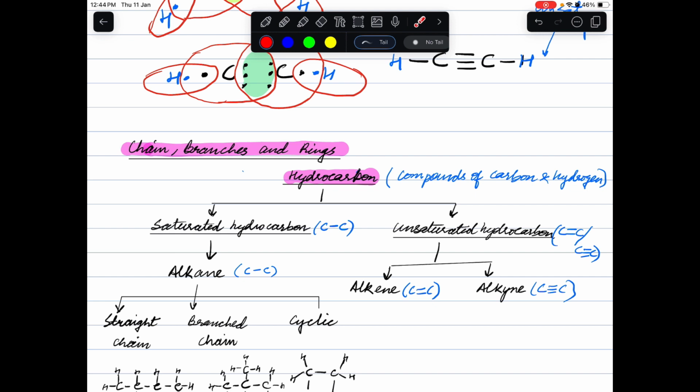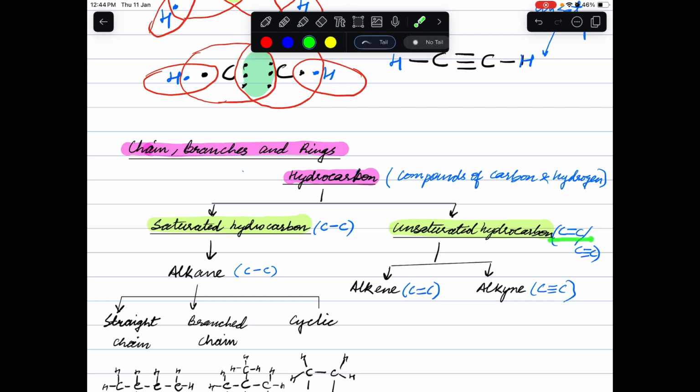Now hydrocarbons are of 2 types. Your first type is saturated and the second one is unsaturated. When we have only carbon-carbon single bonds, then it is called saturated.